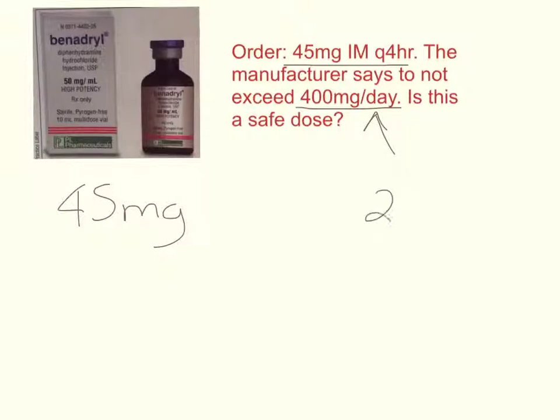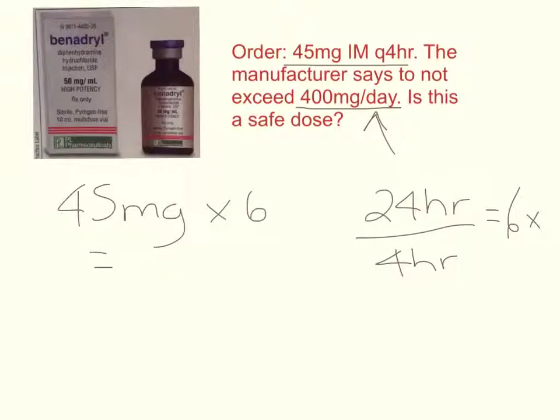So we have 24 hours in one day, and we're going to divide that by 4 hours to determine the number of times you're going to be giving this medication. So 24 divided by 4, you will be administering this medication 6 times in one day. So we're going to multiply 45 milligrams by 6 in order to determine the total number of milligrams you would be administering for that entire day.